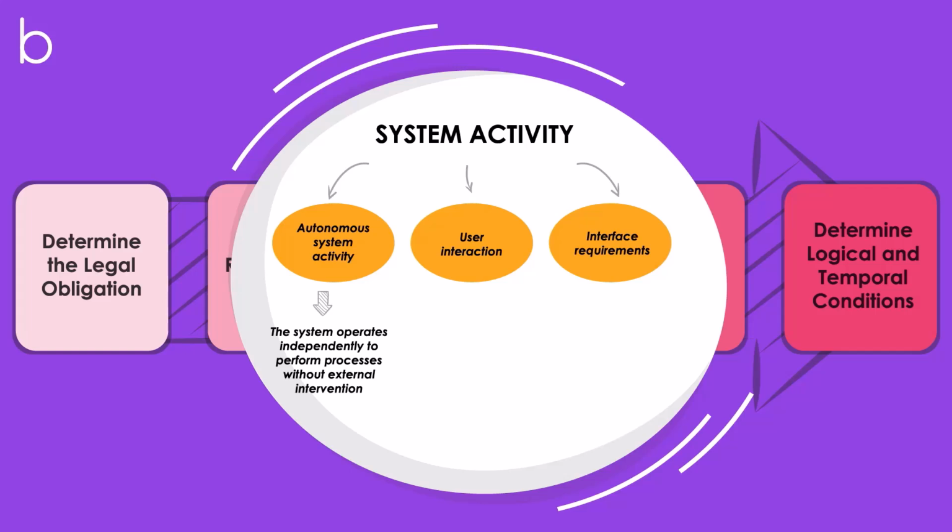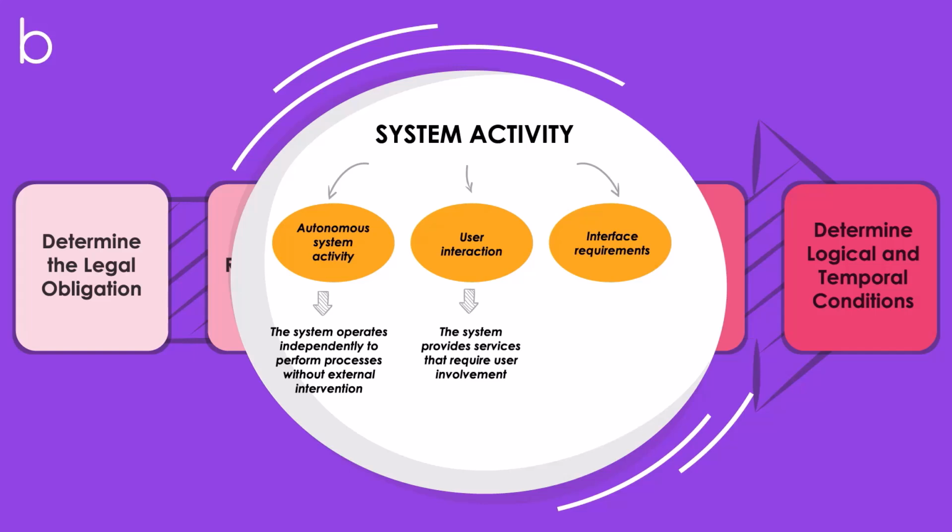This type exemplifies the system's ability to function autonomously without the need for user input. The second type of system activity is user interaction, where the system provides services that require user involvement. In this scenario, the system interacts with users to execute processes catering to their needs and preferences.